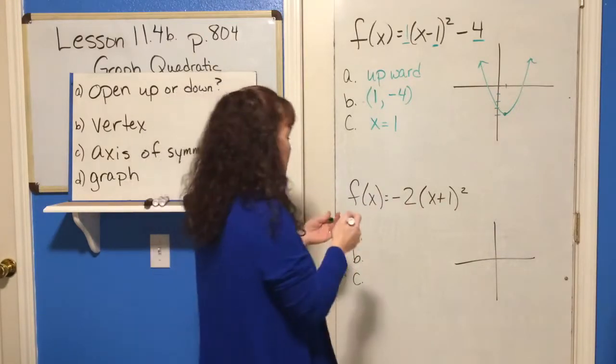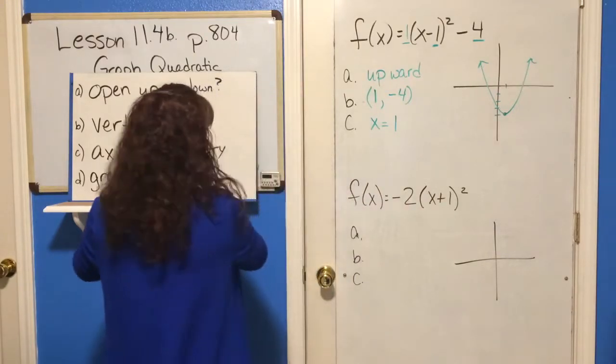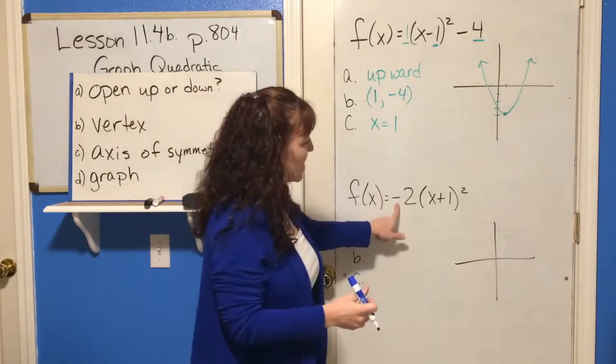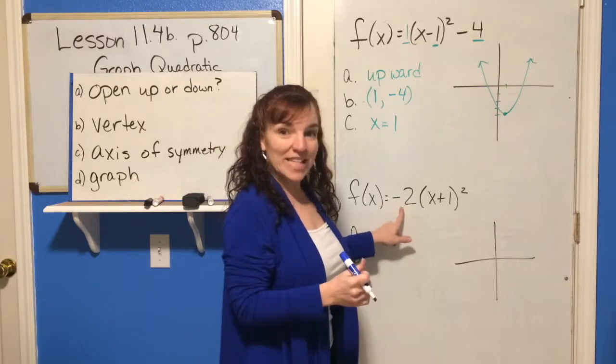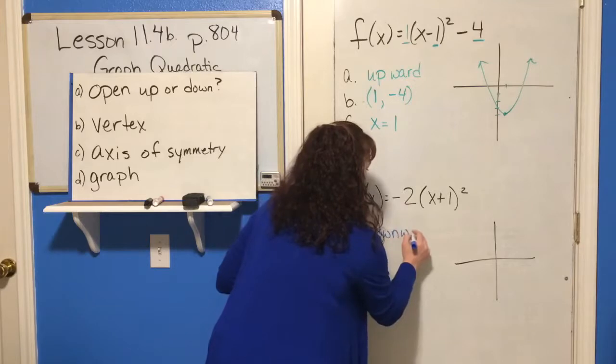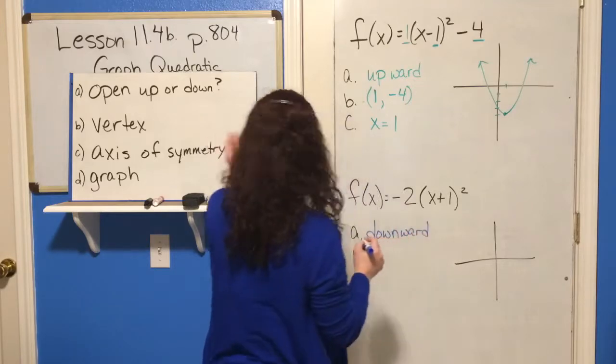All right, let's do another one. So on this one, step 1, does it open up or down? Well, the A in this case is -2, so it's negative, so it's going to open downward. Step 2 is to find the vertex.